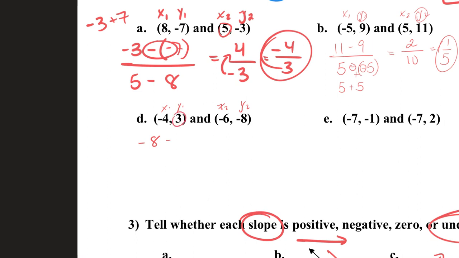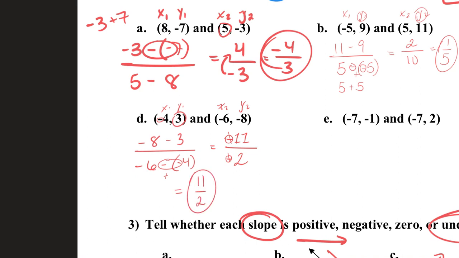Again, x1, y1, x2, y2. -8 minus 3, over -6 minus, don't forget the negative, -4. -8 minus 3 is going to be -11, over -6 minus -4, so plus. -6 plus 4 is going to be -2. Now, what's going on here? 2 negatives, we cannot leave that. We're not going to change the numbers, but 2 negatives cancel out, because a fraction represents division. If we're dividing a negative by a negative, it's really going to be positive. So we'll get 11 over 2.